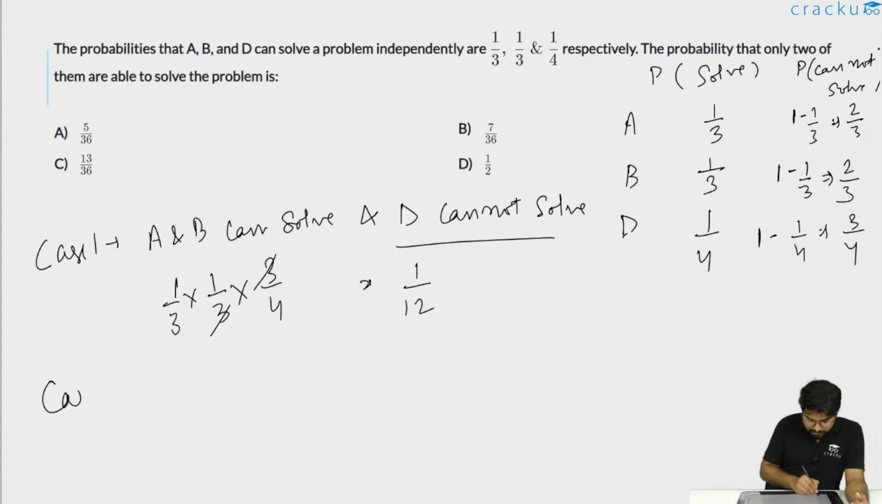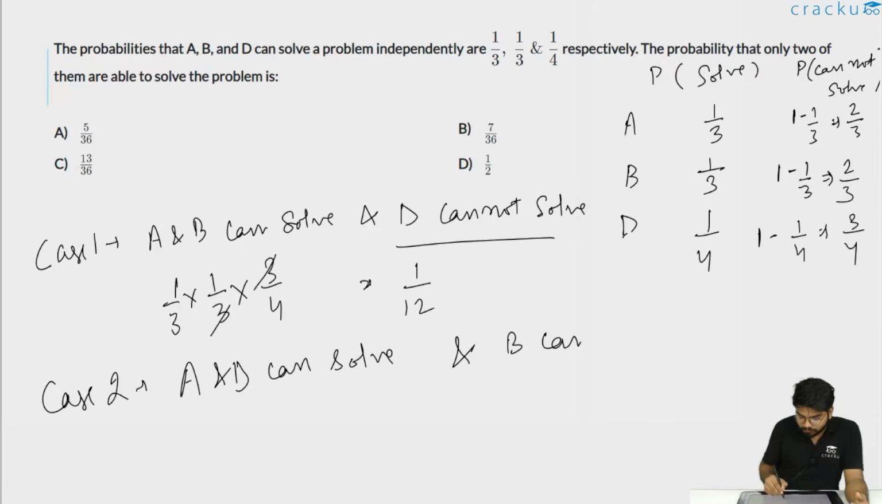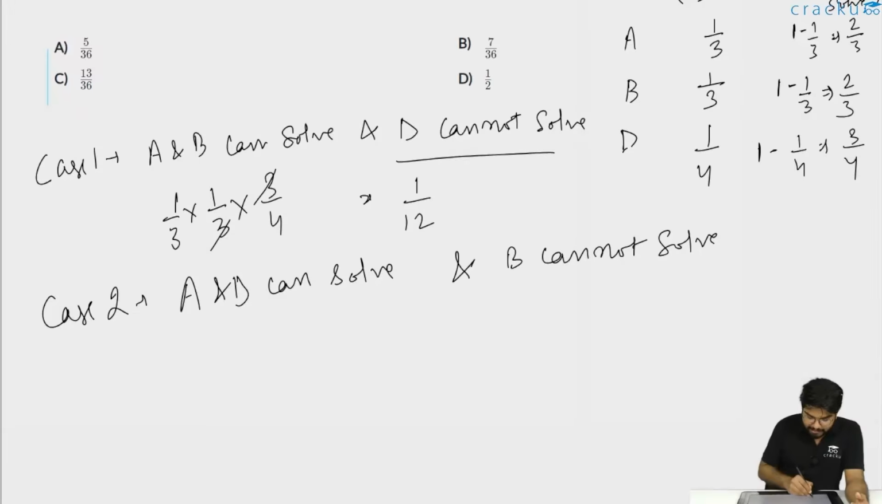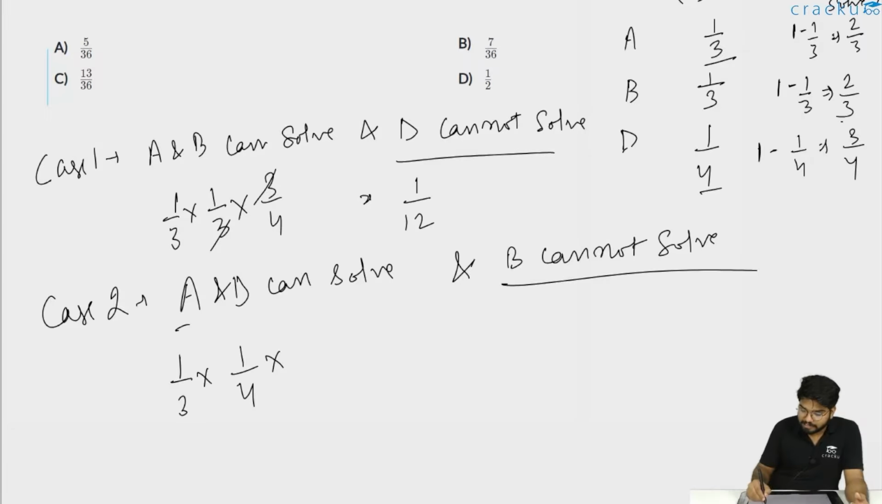We have to take the second case where A and D can solve and B cannot solve. So the probability that A can solve is 1 by 3. The probability that D can solve is 1 by 4. And the probability that B cannot solve is 2 by 3. This can be cancelled out. So this will be 1 by 18.